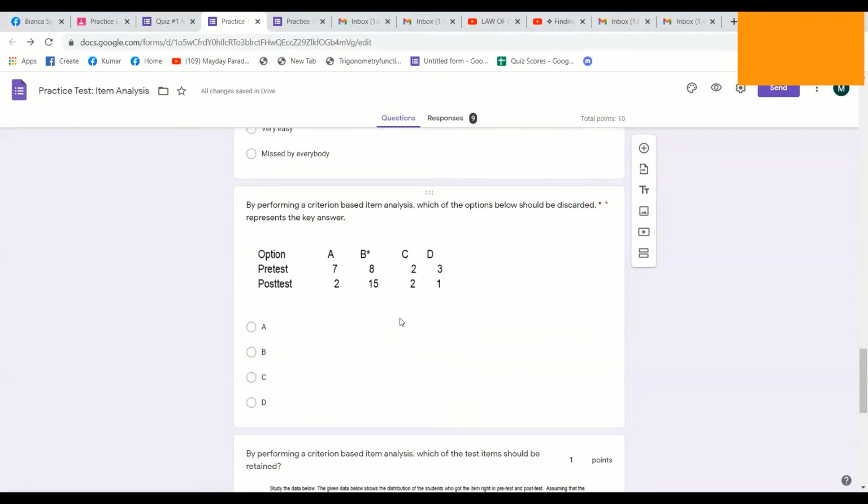Take note that in the criterion-based item analysis, in the post-test there should be more students who will get the answer correct. Again, in the criterion-based item analysis, there should be more students in the post-test who will get the item correct.